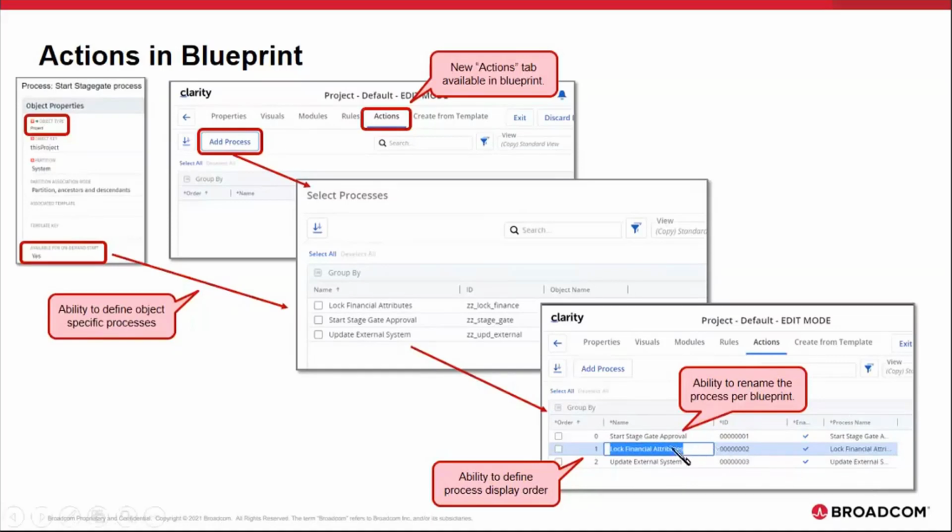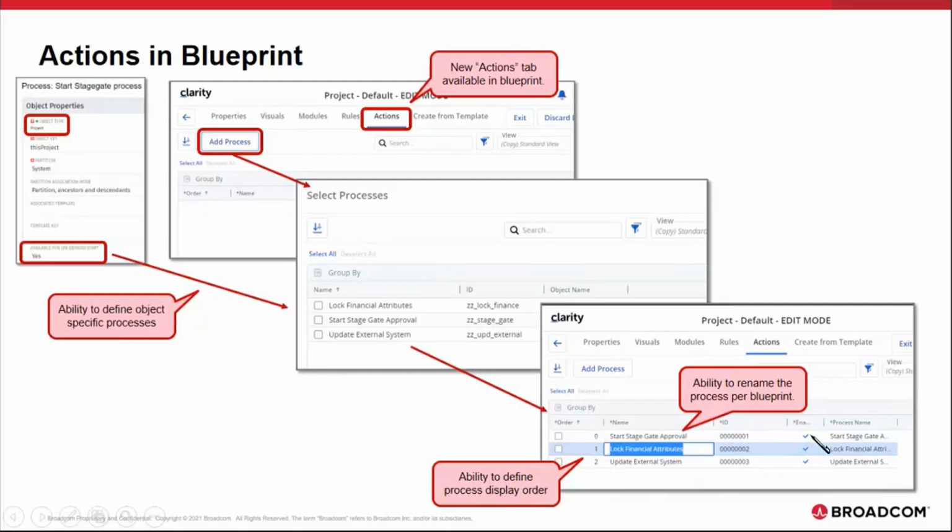And you have the option to rename what that process should be displayed as to the end user when they go into the actions within the properties. So whatever was the process name does not need to be the same as your actions name within your blueprint. You have the option to change that or relabel that. You also have the option to control the order. So by default, as the processes are included, they're ordered 0, 1, 2, 3, 4. You can change the order number by easily changing the order value under the order column.